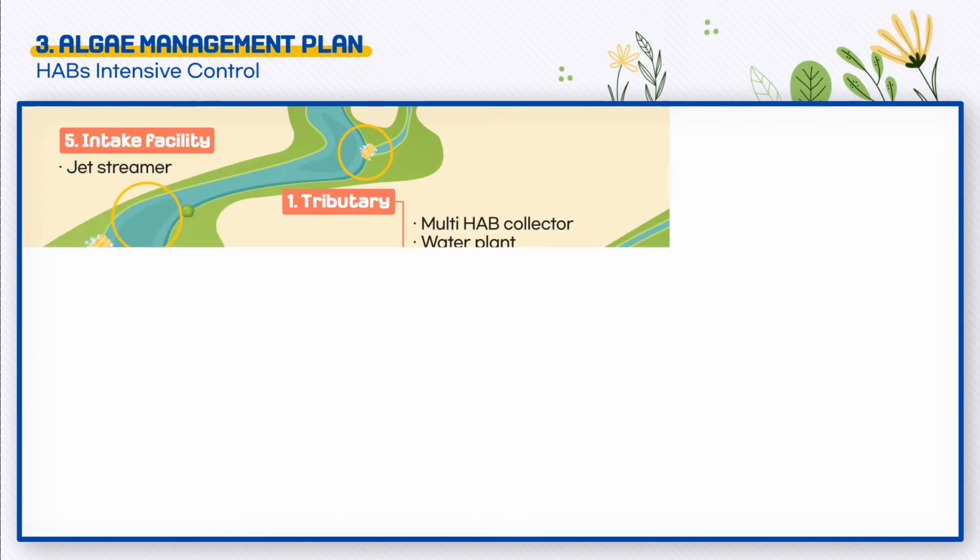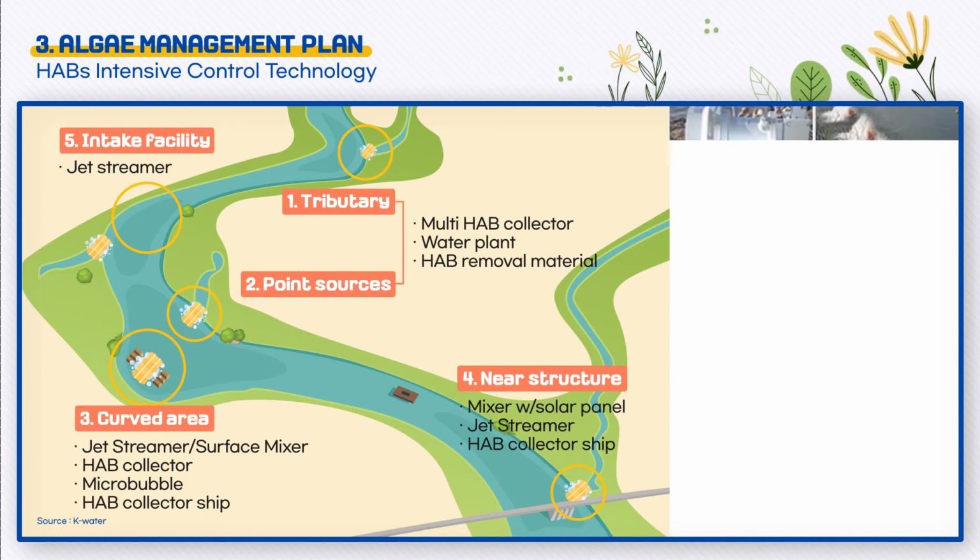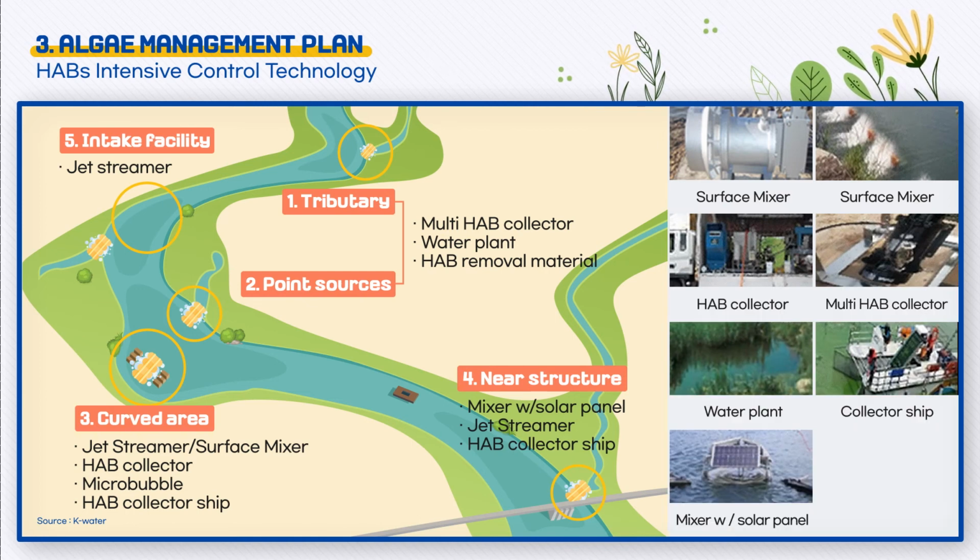management. To determine the effectiveness of various technologies and methods, we applied HAB control technologies at different sites and environmental conditions. For example, we applied approaches in consideration of site-specific conditions such as tributaries, point sources, curved areas, and areas close to intake facilities for water treatment plants.